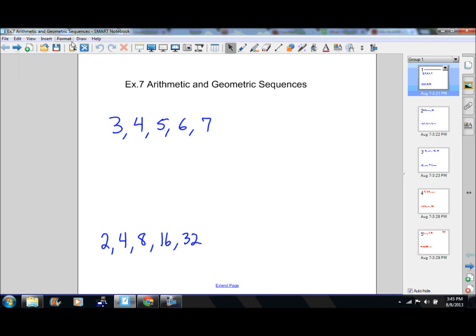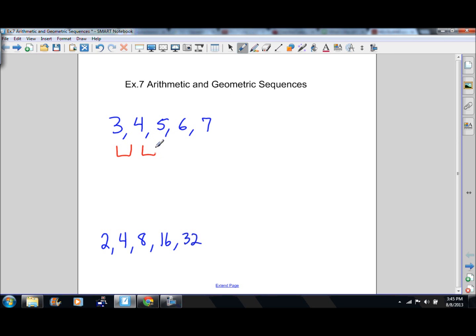All right, so we are on section 7, which is arithmetic and geometric sequences, which are really big, fancy words that showcase really simple ideas. In this top problem here, we have a pattern, and it goes from here to here to here to here, and the pattern is you add 1 to everything. And down on the bottom, we also have a pattern, but it's different, because now instead of adding, we're multiplying by 2 each time.